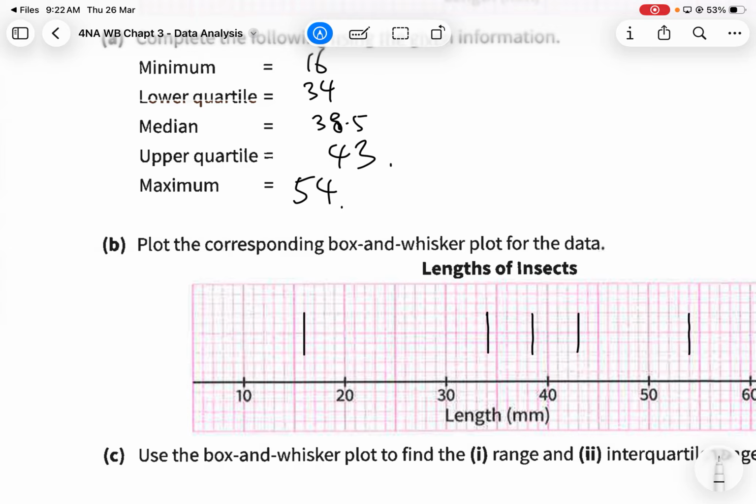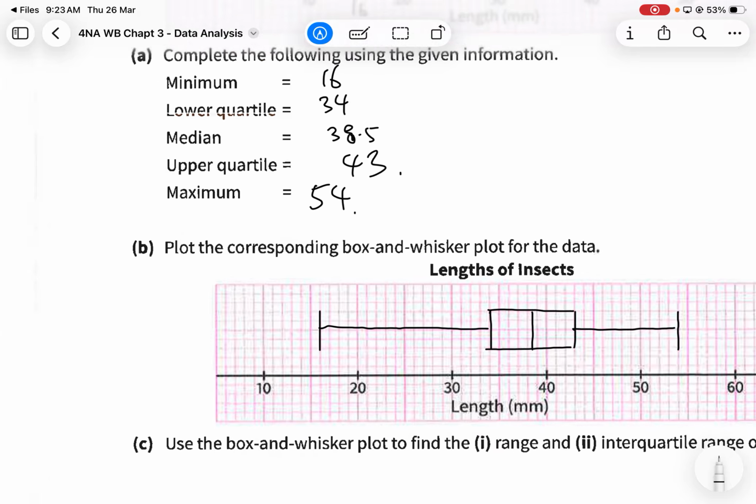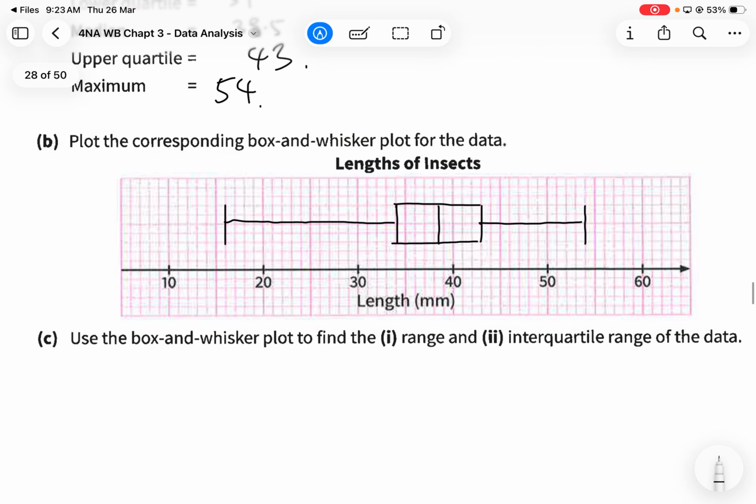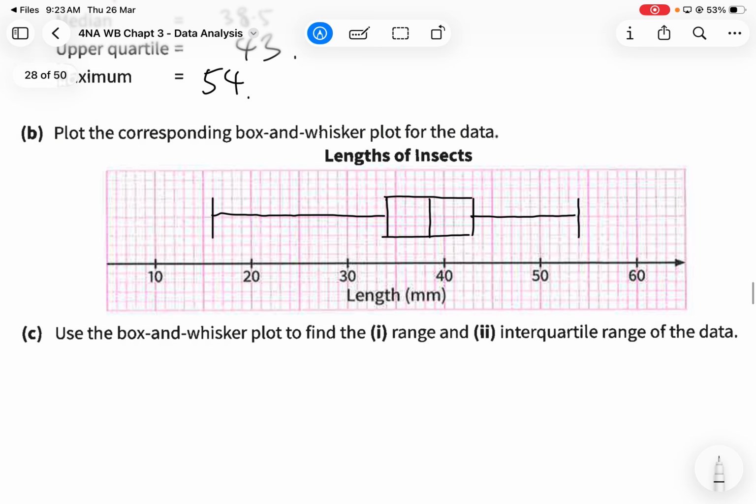Okay? Then Q1, Q2, Q3 form the box. Q1 join to minimum at the middle to form the whisker. Q3 join to maximum in the middle to form the whisker. Range, interquartile range.